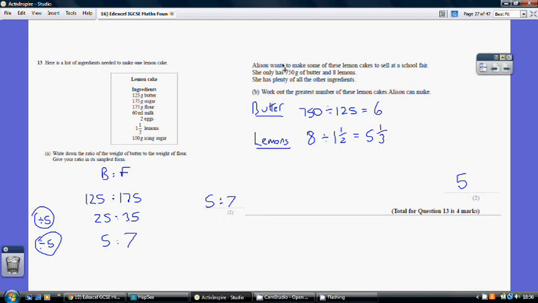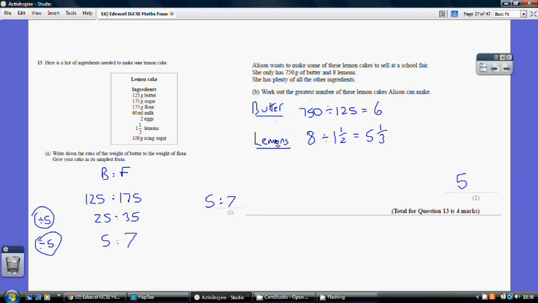Now for part B, Alison wants to make some of these cakes to sell at a fair. She only has 750 grams of butter and 8 lemons. So let's start off with the butter. She's got 750 grams. Each cake requires 125 grams of butter. So if we do 750 divided by 125, we can see that we can make 6 cakes with regard to the butter.